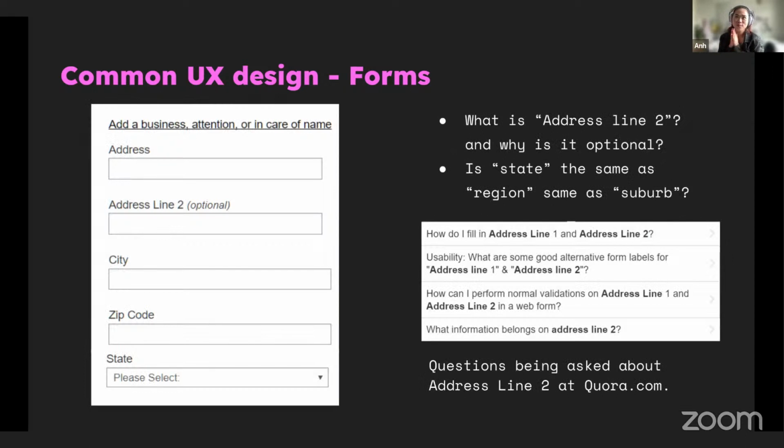And that's popping so many questions in my head. And I was like, wait, am I dumb? I literally thought I was dumb for thinking about this and wondering what address line 2 is, because address should be something so easy and simple. But I Googled it, just like a lot of us do when we have a question in our head, right? And I saw a bunch of other questions too. So other people are asking the same question. How do I fill in address line 1 and line 2? What information belongs on address line 2? And why is address line 2 optional?